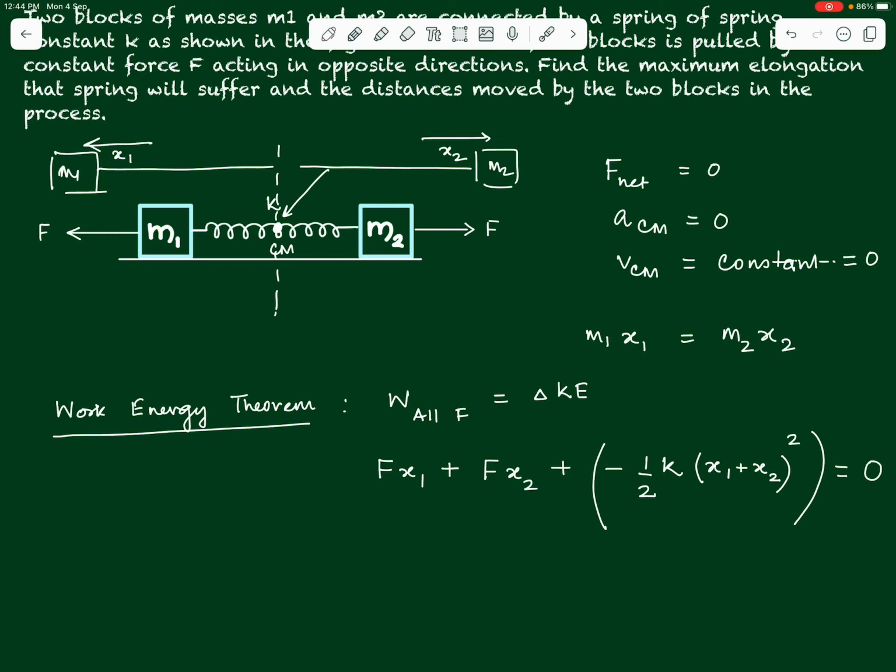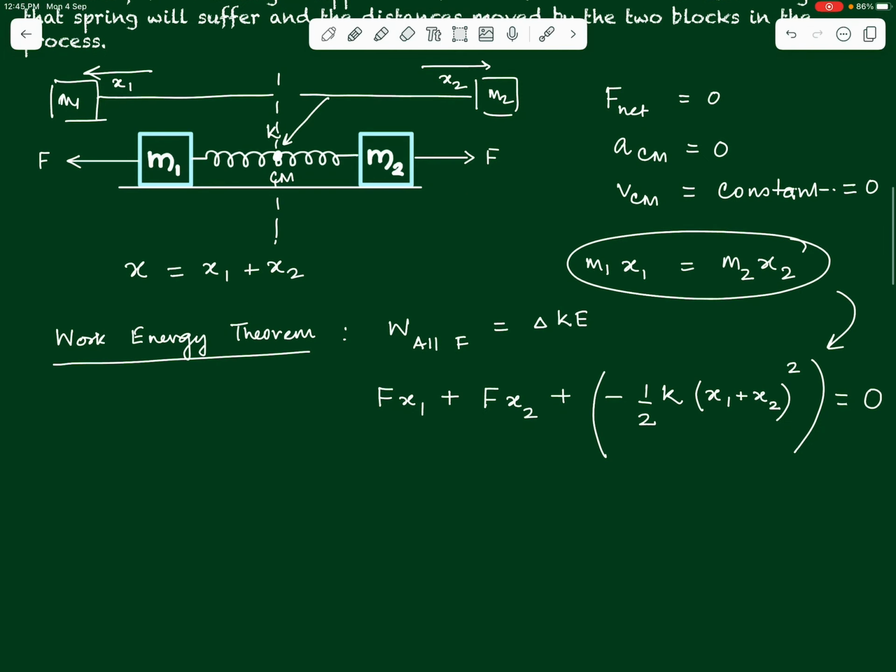That means the right hand side of this equation is 0. So we get one more equation in x1 and x2, right? So we can use this equation now in the second equation over here and get the value of both x1 and x2 and also the value of the extension in the spring. Understand that the extension in the spring x will be nothing but x1 plus x2, right? So let us solve for this now.